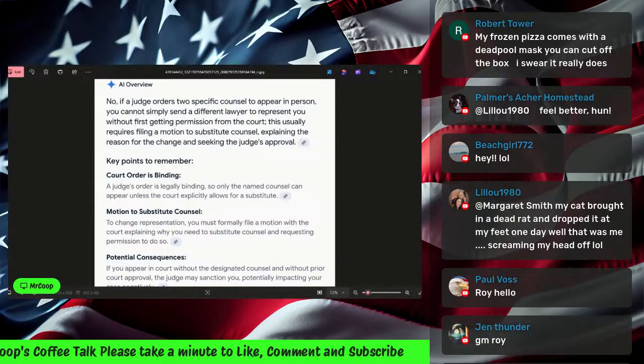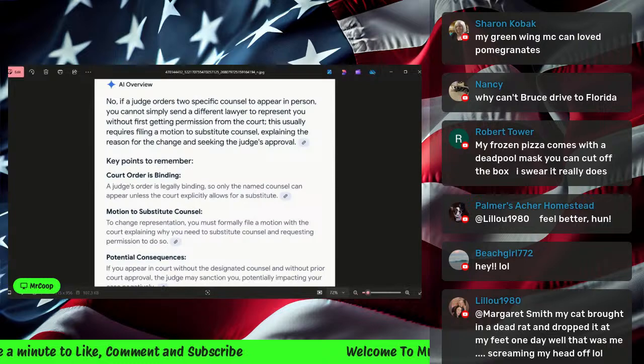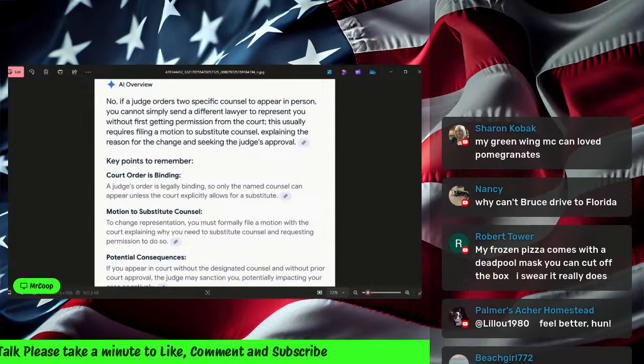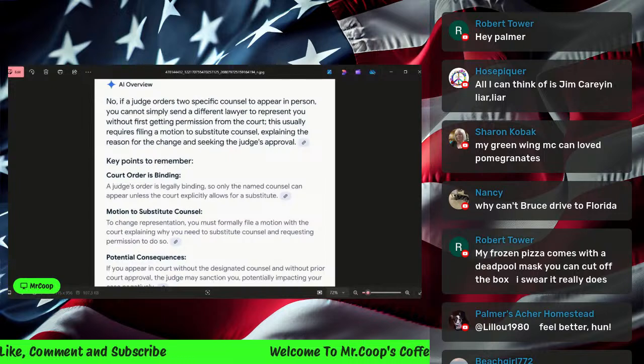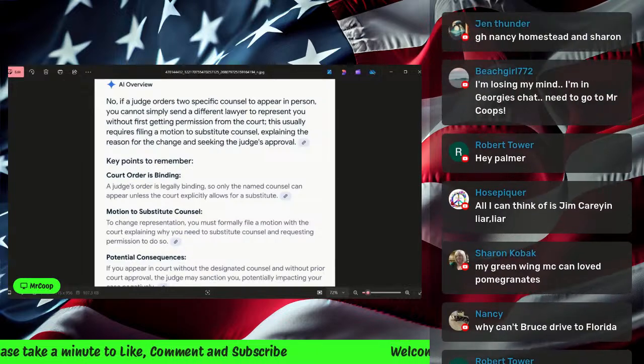If a judge orders two specific counsel to appear in person, you cannot simply send a different lawyer to represent you without first getting permission from the court. This usually requires filing a motion to substitute counsel, explaining the reason for the change, and seeking the judge's approval. A court order is legally binding, so only the named counsel can appear unless the court explicitly allows for a substitute. So, like I said, Bruce has to appear. There's no ifs, ands, or buts. Yeah, what she said.